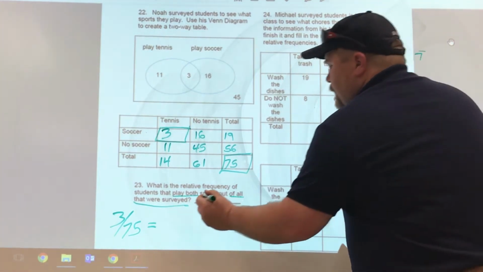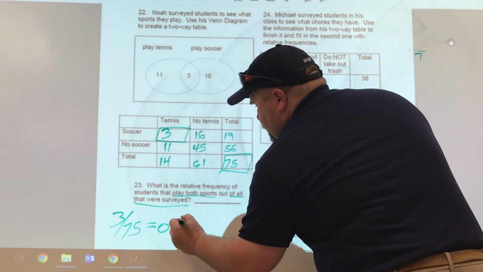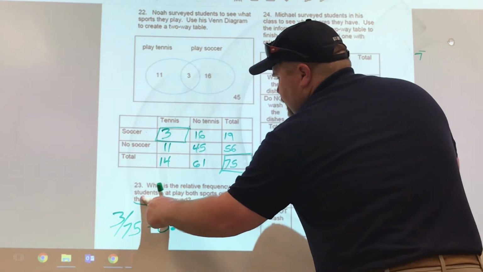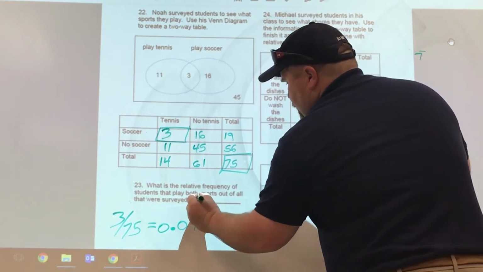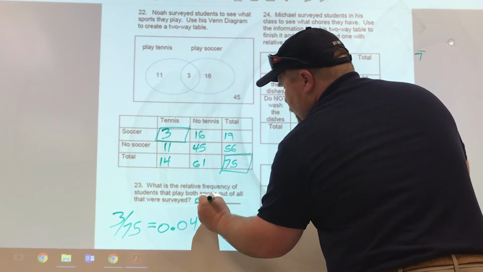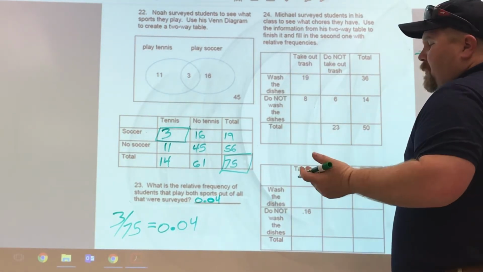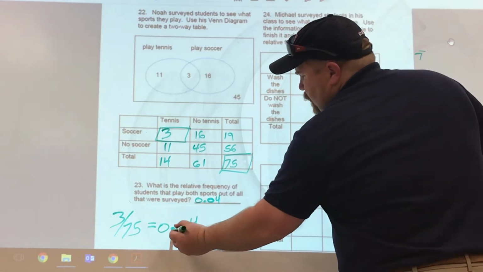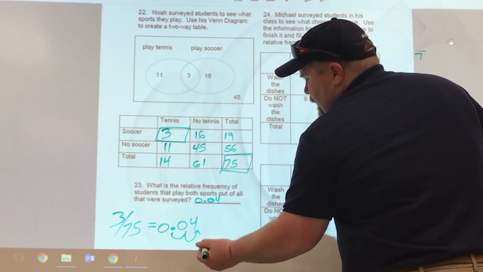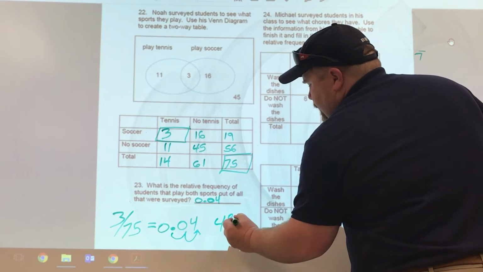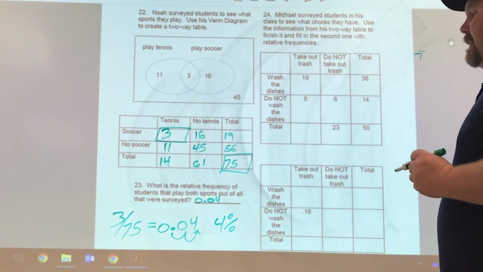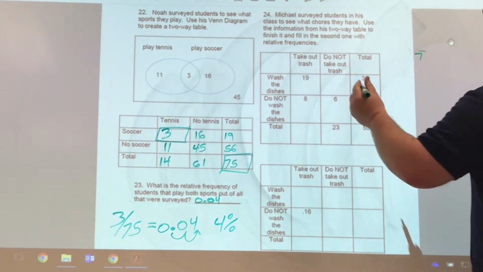And you get 0.04. So that is the relative frequency. The relative frequency would be 0.04. If it asks you for a percent, because some of these problems will ask you what the percentage was, you move your decimal 2 places to the right, and that would make it 4% if they ask you what percentage that is. All right, number 24.